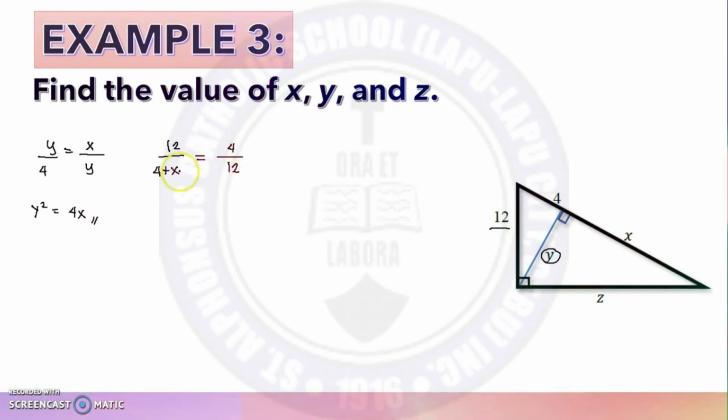And then, class, we're going to cross multiply. That is 12 times 12 equals 4 times (4 plus x). 12 times 12, that is 144. And distribute 4: 4 times 4 is 16, and 4 times x is 4x. Then we're going to solve for the value of x here. So you will transpose 16 to the other side, and it will become 144 minus 16 equals 4x. 144 minus 16, that is 128 equals 4x.